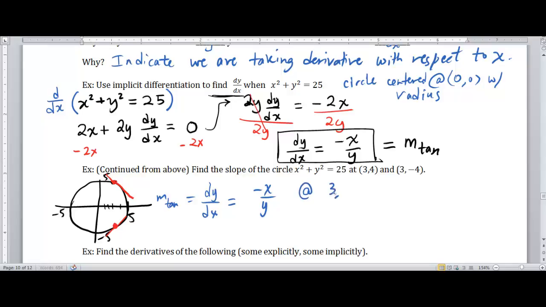So at 3, 4, the slope is equal to minus 3 over 4, minus x over y. And at 3, negative 4, the slope is equal to minus x, so that's minus 3 over minus 4. All I did was plug x and y into the derivative. And I get positive 3/4. So this is interesting. Look at this. When your point is 3, 4, which is up here, your slope is negative 3/4, and this is going down, right? That's our tangent line. When your point is 3, negative 4, which is down here, your slope is going to be positive 3/4, which is why we have this line. That's the tangent line. Okay.